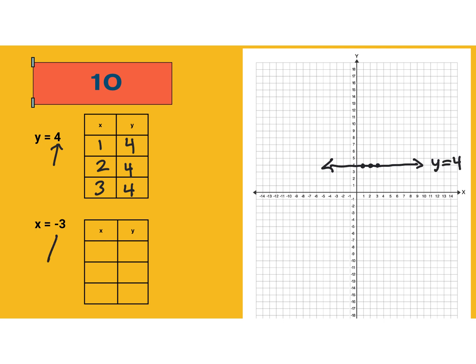When you see something like x equals -3, you would say, oh, I'm going to put in -3. And I can put in any values for my y. So I'll just say 1, 2, and 3 again. So -3, 1, -3, 2, and -3, 3, all of those points. And you end up with your vertical line. So x equals -3. Notice I've labeled these lines because there's more than one line on the page. If there's only one line on the page, you can get away without labeling.